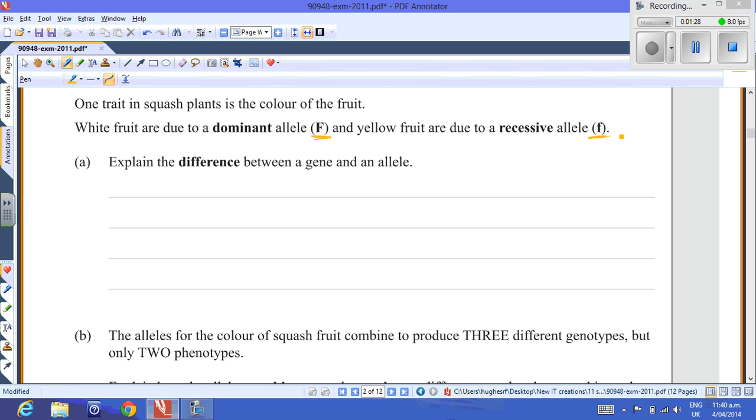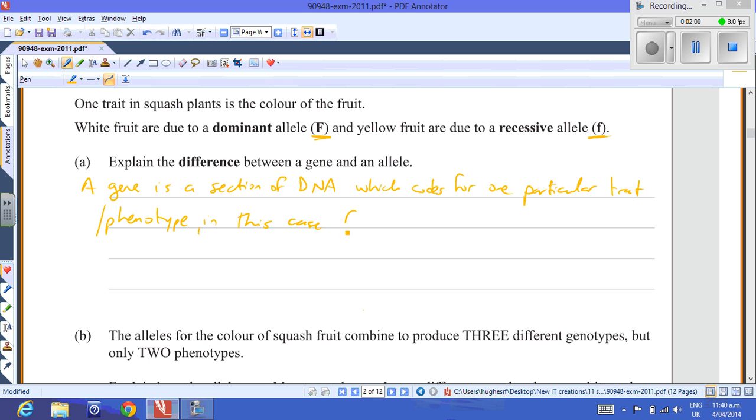So there are many ways to define these, but a gene I would define as, a gene is a section of DNA which codes for one particular trait. So in level 1 science, we just say that one gene codes for one protein or trait. Trait can also be referred to as phenotype. In this case, we're looking at color of fruit. So in this case, fruit color.